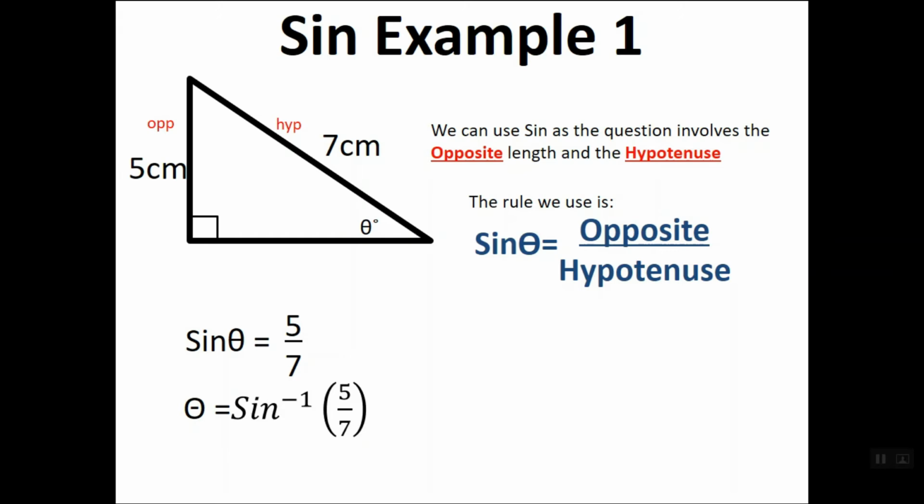Again, to get sine inverse on your calculator, you press shift or second function, depending on the type of calculator that you're using, and you should get an answer of 45.6 degrees correct to 1 decimal place.